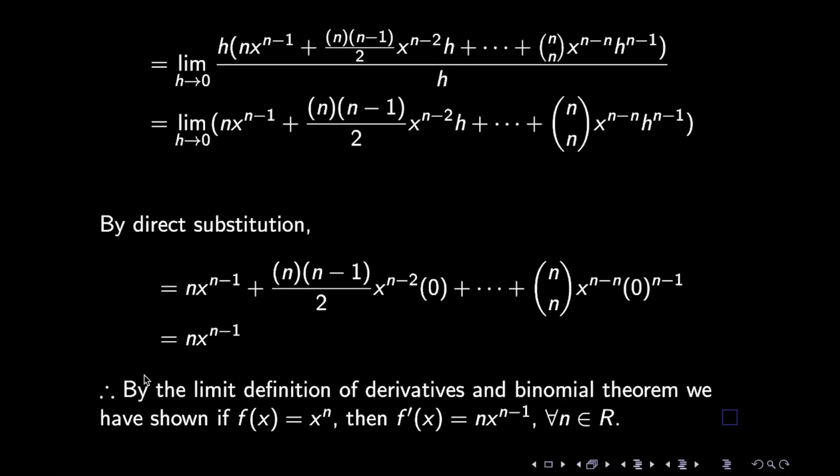So by the limit definition of derivatives and the binomial theorem, we have shown that if f of x is equal to x raised to n, then f prime of x, or the derivative, is equal to n times x raised to n minus 1 for all numbers n that are real numbers. And the proof is finished.